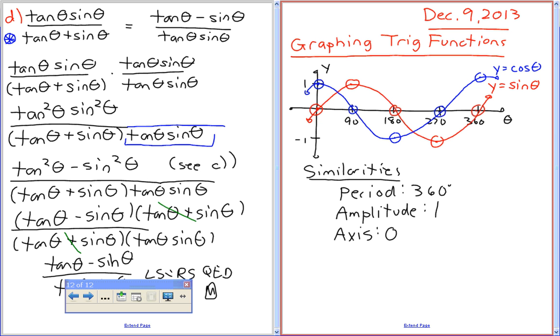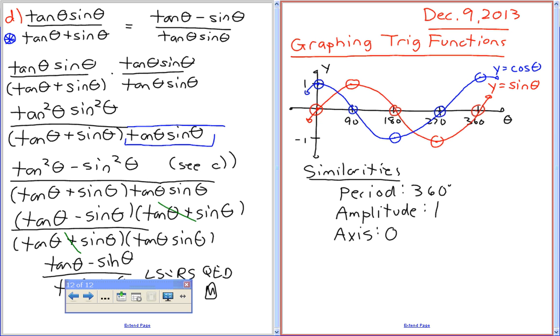I think crest was like the middle to the top or something like that. I'm not a science teacher, so I don't quite know the terminology differences. But amplitude is what we're going to use for the word.